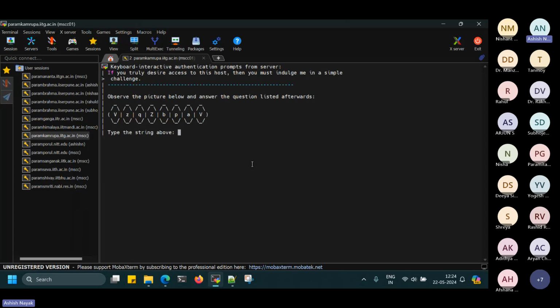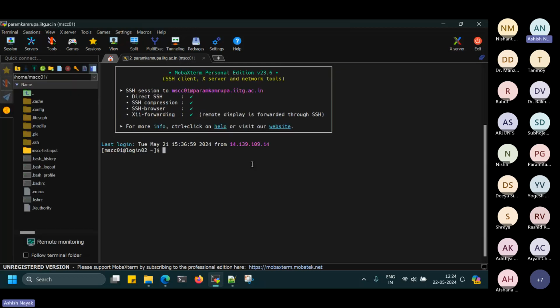After this, it will ask you for the captcha. You have to enter the captcha, VZUZDBAB, and press Enter. Then it will ask for your password. In my case, I have logged in as MSCC01, so I will enter that. After entering, I have logged into the Param Kamrupa system via user MSCC01. After this, I will run module avail, so you can see all the modules that are present here.